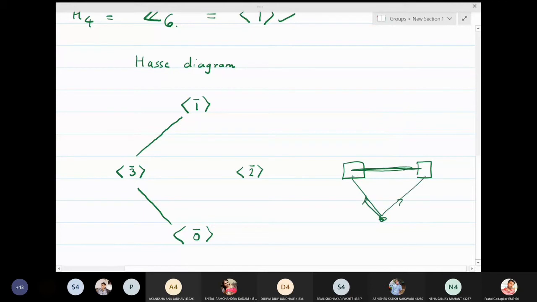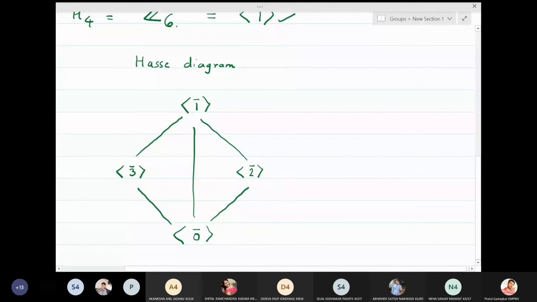There is no connection between 2 and 3. So I will not draw anything between 2 and 3. Again, 0 is sitting inside the subgroup generated by 2 bar, and the subgroup generated by 2 bar is sitting inside the subgroup generated by 1 bar. So this is called what? I will not draw this line. This line is not necessary. Why is this line not necessary? Because already 0 is inside 3, and 3 is inside 1. So it automatically means that 0 is also inside the subgroup generated by 1 bar. So I will not unnecessarily increase the number of lines.